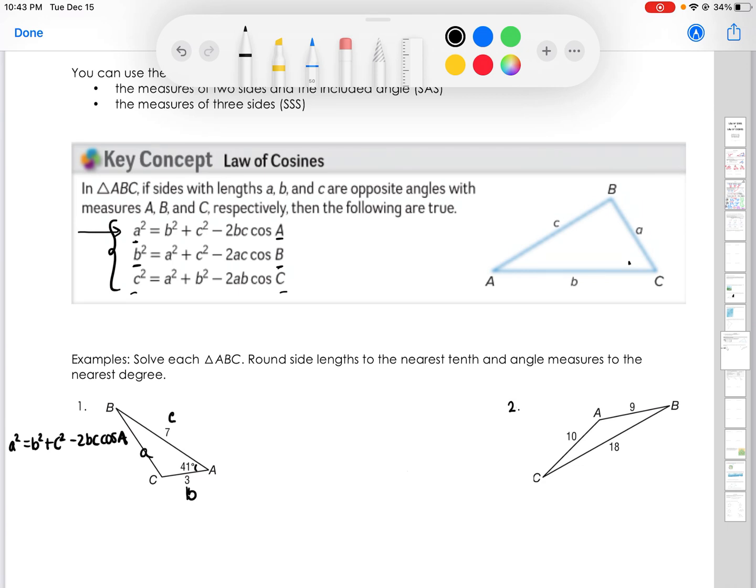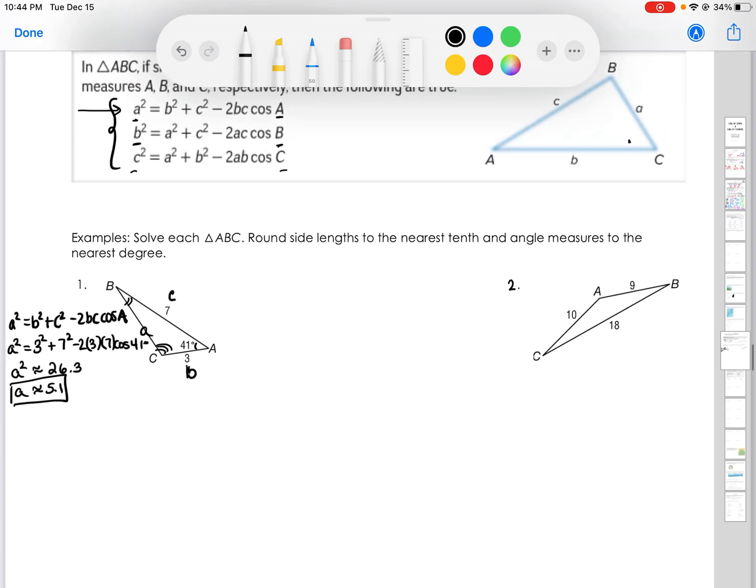So let's put in the information we know. We're going to find a squared, and that's going to equal b squared, so 3 squared plus 7 squared minus 2 times 3 times 7 cosine of 41. And there's no reason why you couldn't just type the entire right side of this equation into a calculator and hit enter. When you do that, a squared would be about 26.3, and then we'll just take the square root. So a is going to be about 5.1. Okay, so we found a. Awesome. Now we still need to find angle B and angle C.